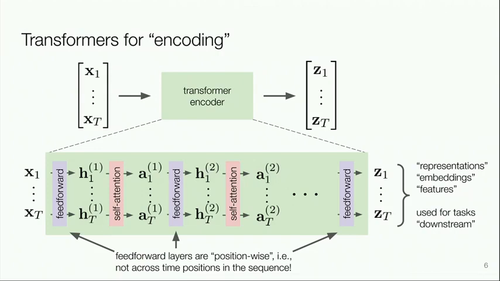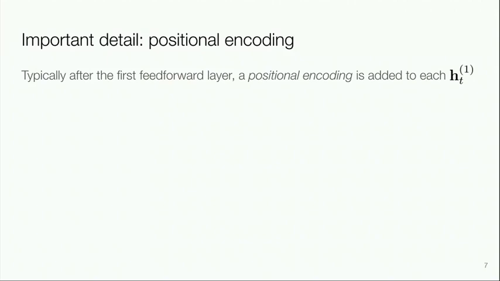Well, okay, if this is not yet confusing, don't worry, it gets worse. So there are some important details that we should know about. I think this detail in particular is probably the most confusing one, and it's something called positional encoding.